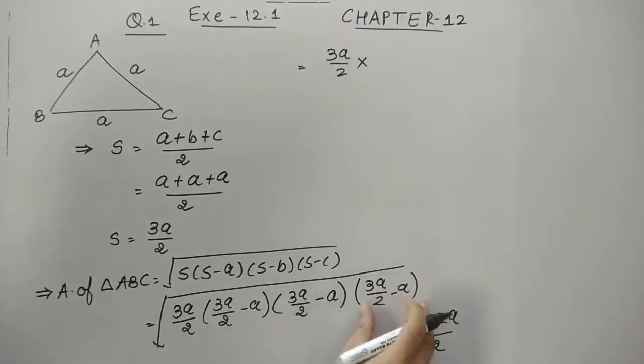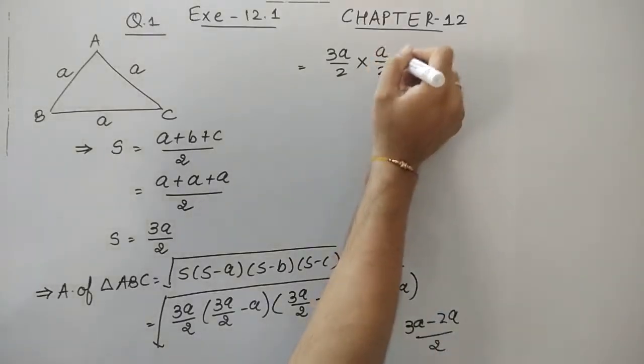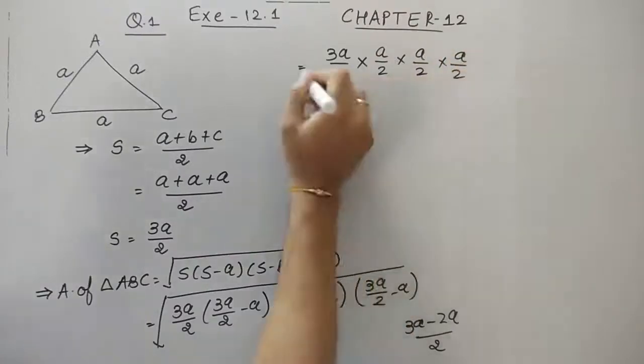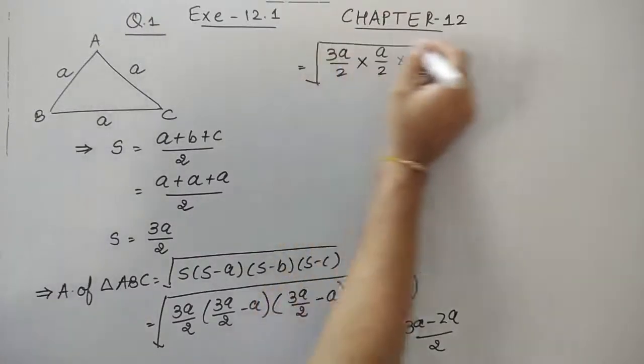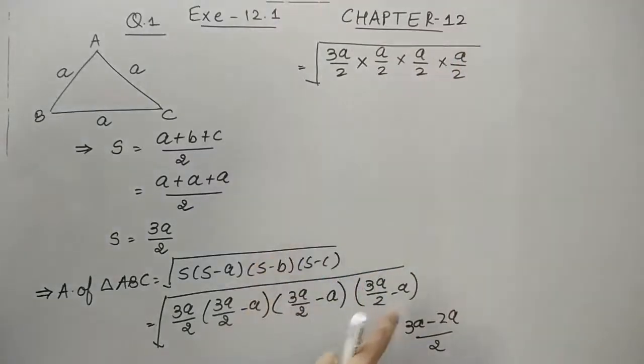हर एक bracket का simplification क्या आएगा? a by 2. So I'll just note it down, a by 2, a by 2 and a by 2. Don't forget to write down the square root. I hope you understand how this a by 2 exists from these three brackets. This is what I explained here.